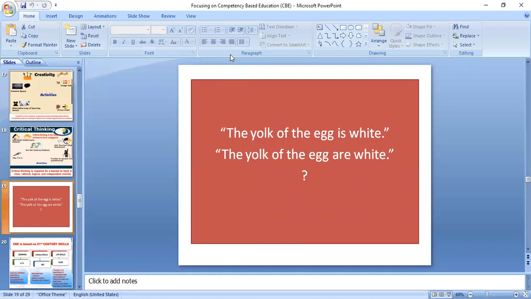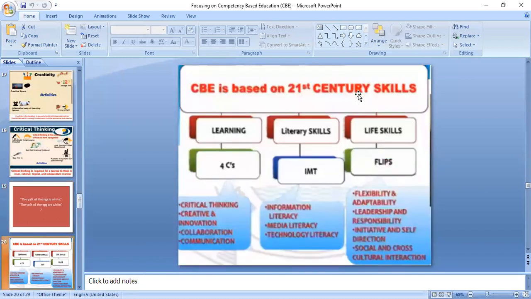Okay, the answer is neither of the sentences is correct. The yolk of the egg is not white. The yolk of the egg is yellow. So these types of critical thinking questions can be used in the classroom in the CBE program.